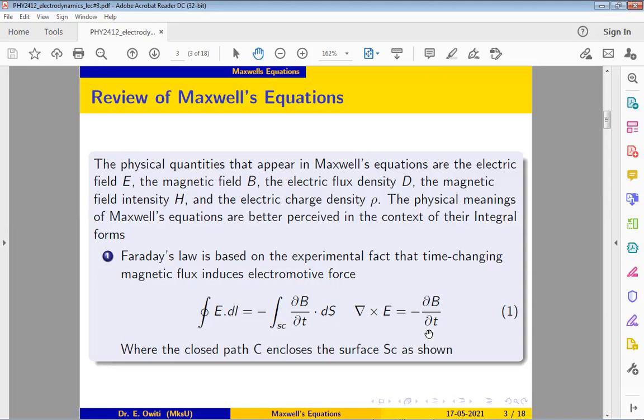So then if you read this, we first of all say that the physical quantities that appear in Maxwell's equations are the electric field intensity E, the magnetic field intensity B, the electric flux density D, the magnetic field intensity H, and the electric charge density Rho. We have basically come across E, B, and Rho. We have not looked at equations with D and H. So when we come to that part of constitutive parameters, we are going to link the electric flux density D and electric field intensity E. Then we shall also link magnetic field intensity H and the magnetic flux, which is B. So when we get to the constitutive parameters, just remember that.